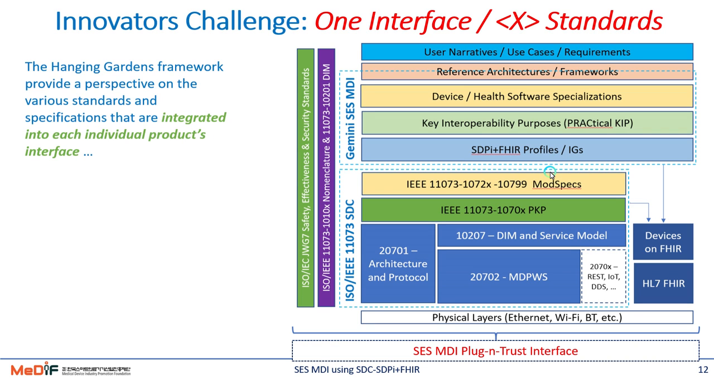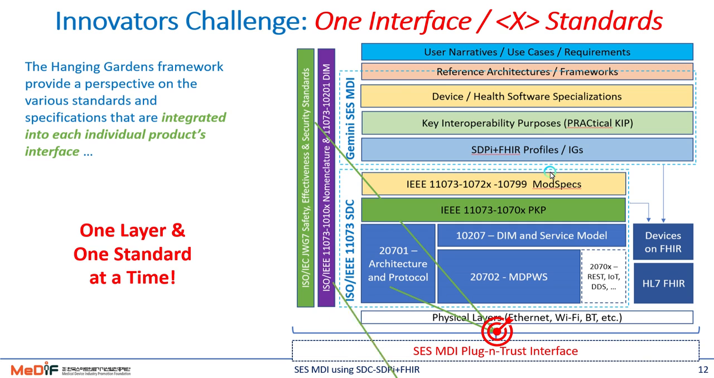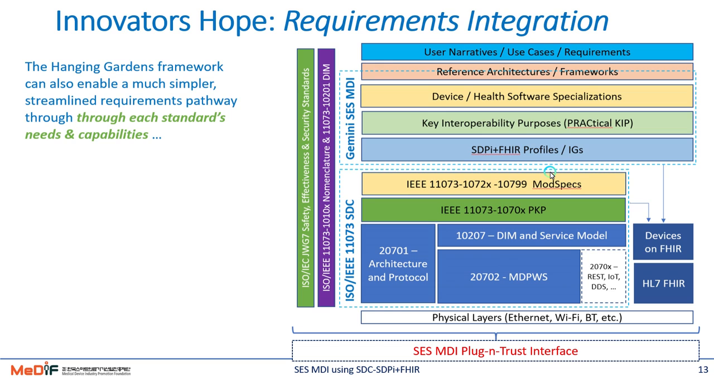So, an innovator's challenge. I want to do things in an innovative way, but I only have one interface and I have all sorts of standards. Again, the Hanging Gardens framework provides a perspective on various standards and specifications that are integrated into each individual product's interface. One layer and one standard at a time. Each standard, you have to figure out how does that relate to my interface. That's a lot of work. Just think about that. That's what that team has to do. Is there a hope for innovators?